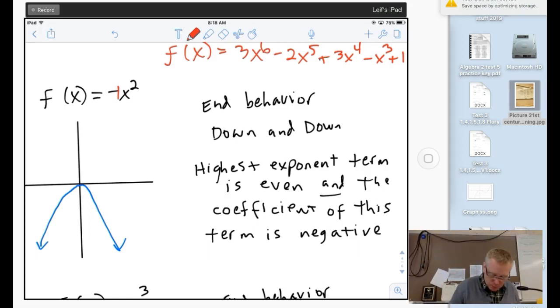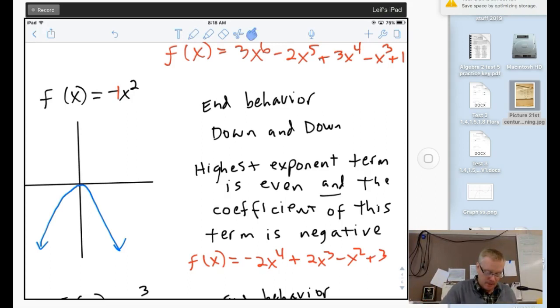So an example would be f of x equals negative 2x to the 4th plus 2x to the third minus x squared plus 3. That's going to have the same kind of end behavior. The ends will fall to the left and to the right.